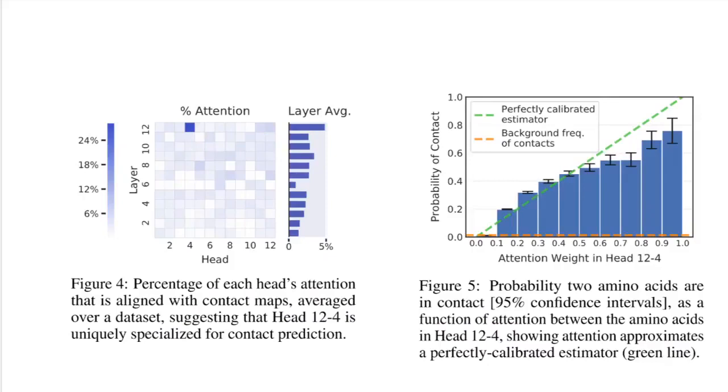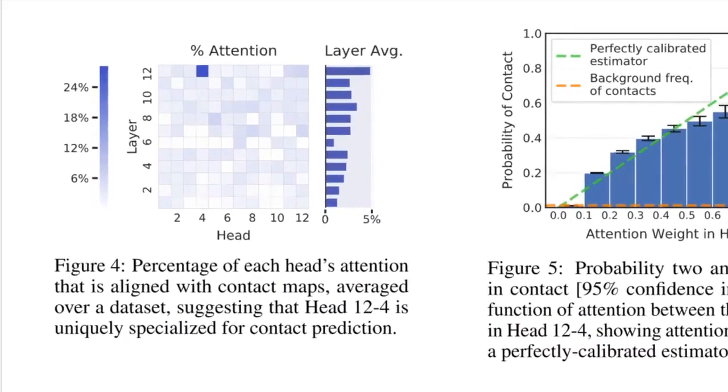So here, we're interested in these contact maps, right? So how likely is it that two amino acids are in contact? And we'll look at it through the lens of attention as we did before. So here you'll see the percentage of each head's attention that is aligned with contact maps, averaged over a data set, suggesting that head 12.4 is uniquely specialized for contact prediction.